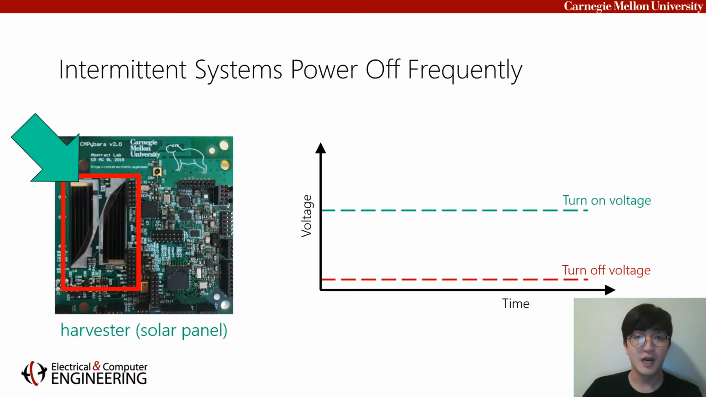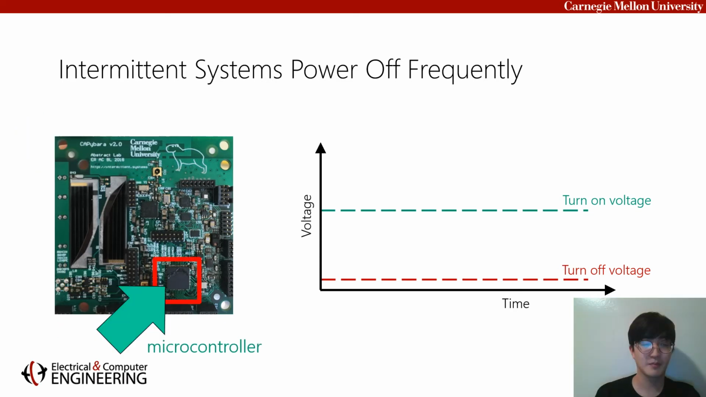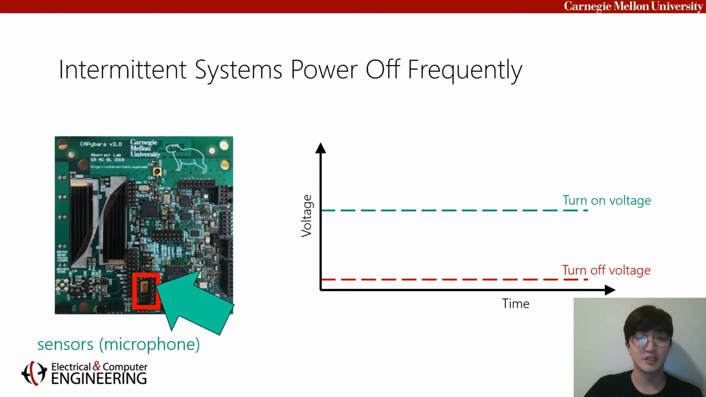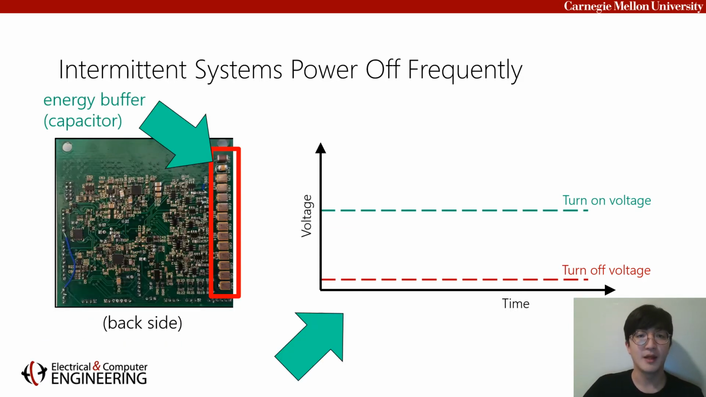So first, I will explain how an intermittent system usually works. An intermittent system usually consists of an energy harvester such as a solar panel, a microcontroller, sensors such as a microphone, and energy buffers, which are usually capacitors where these devices store their harvested energy temporarily. On the right side, I will show you the energy stored in the energy buffer of the system over time.